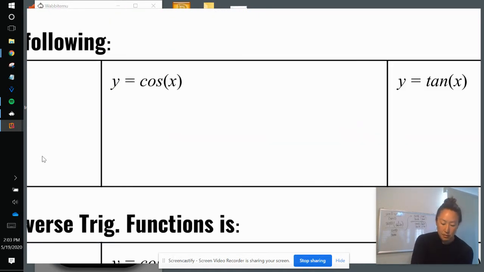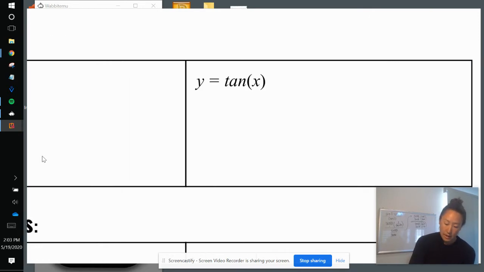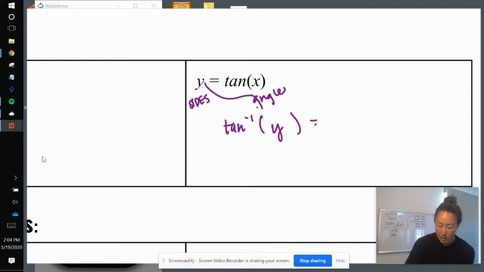Okay, cosine, again, angle, sides. So the angle is equal to the cosine inverse of the sides. Lastly, tangent. Regular trig uses the angle as the input. For the tangent inverse, the input is the sides, so that's y in this case. The sides come down here, and the angle gets isolated. Angle, sides. You can use any letters you want, really.